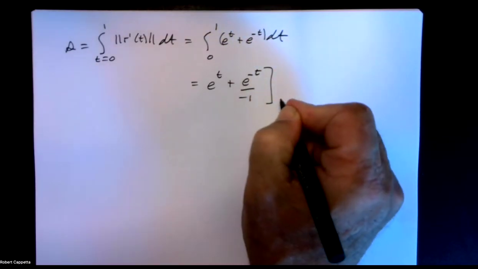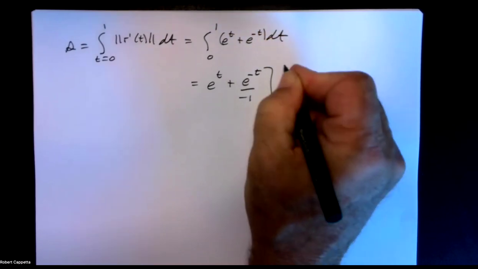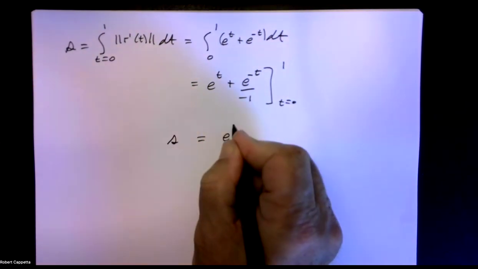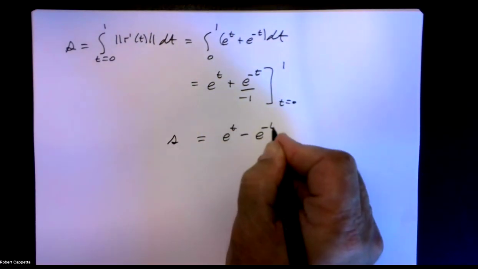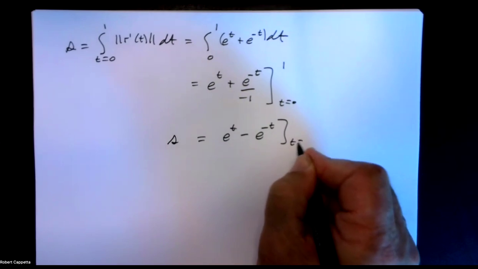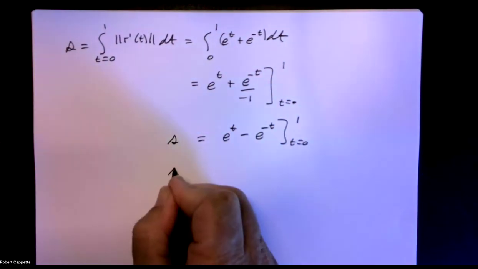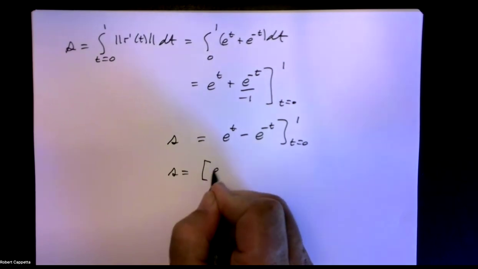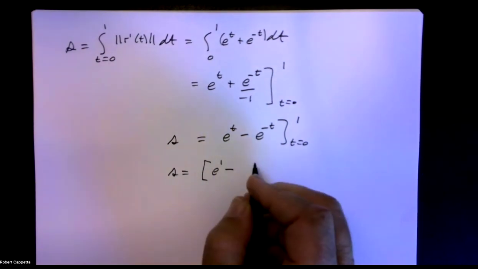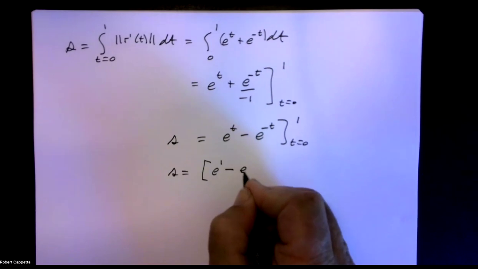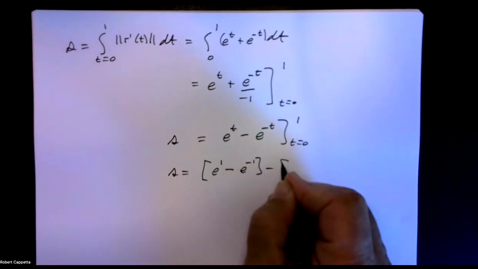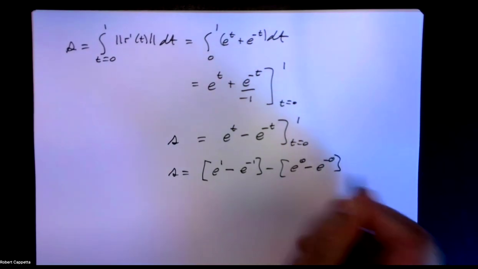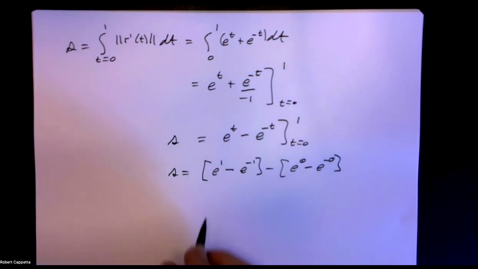And we're going to evaluate as t ranges from 0 to 1. So we get s, arc length, is e to the t minus e to the negative t as t ranges from 0 to 1. Plugging in those values, what do we get? We get e to the 1 minus e to the negative 1, minus plugging in 0: e to the 0, 1, minus e to the negative 0. 1 minus 1 is just going to give me 0 there.